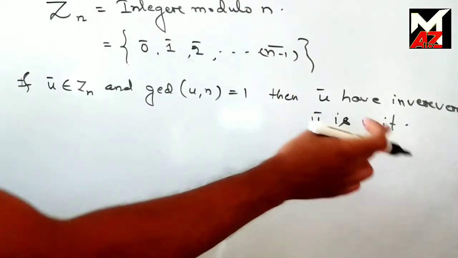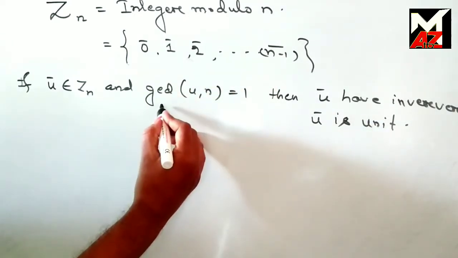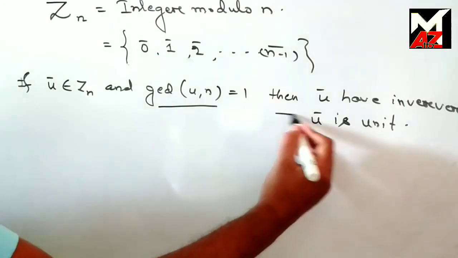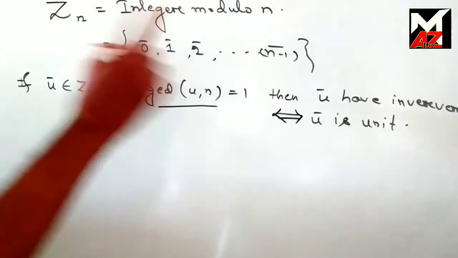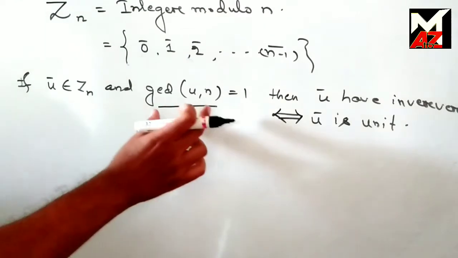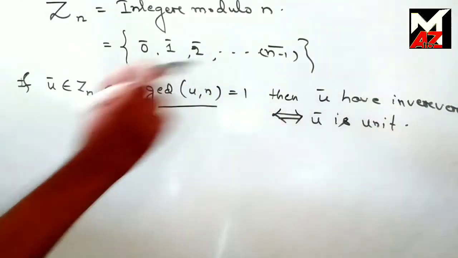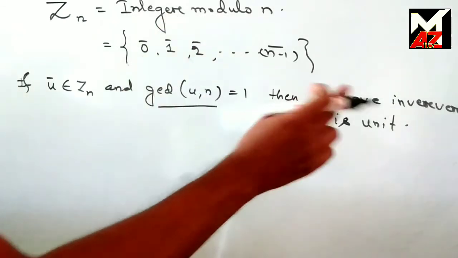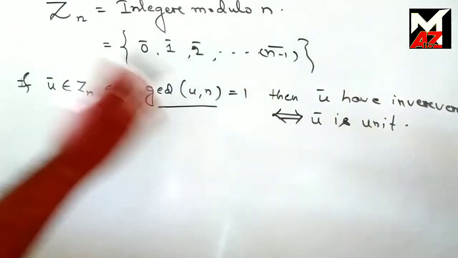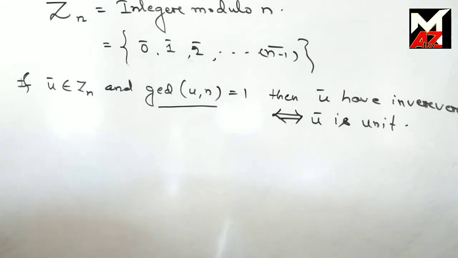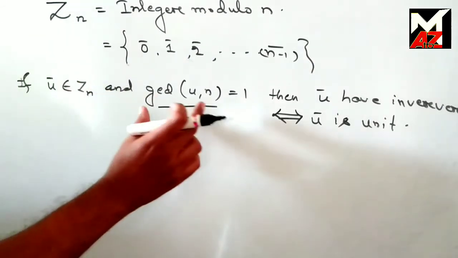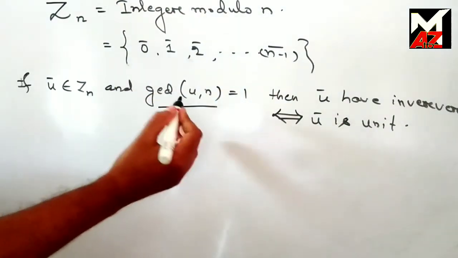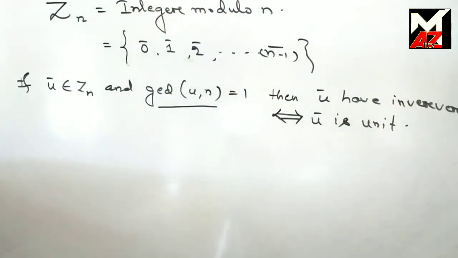Also, if ū is a unit, then we must have GCD of u comma n equal to 1, that is prime to each other. So this is the important if and only if property. If we take GCD of u, n equal to 1, then ū is a unit, and if we take ū is a unit, that is invertible, then GCD of u, n equals 1. Now we first prove this. Here GCD of u, n equals 1.